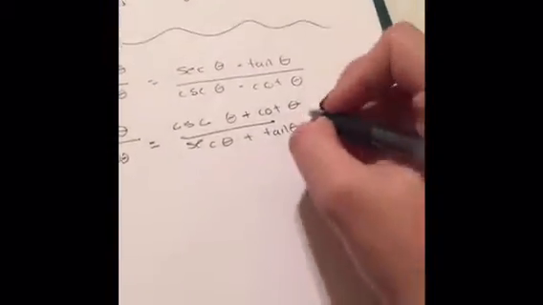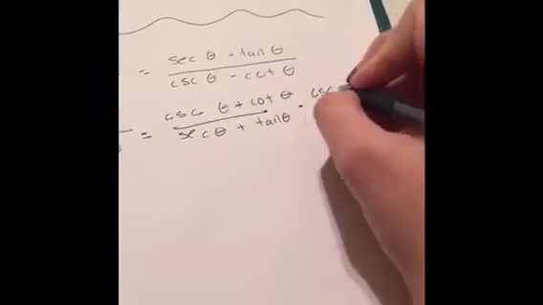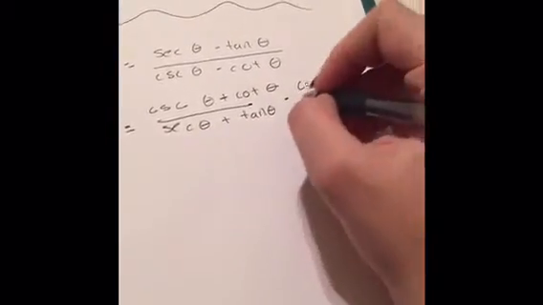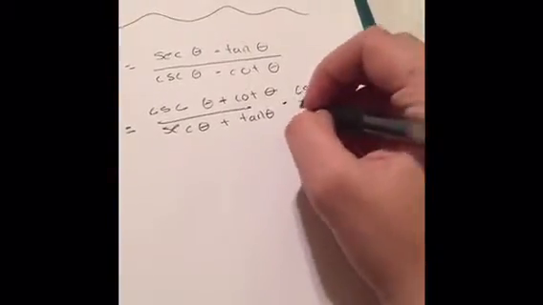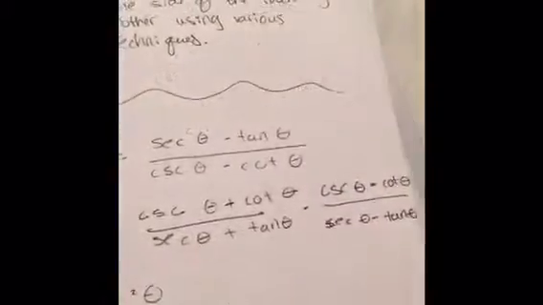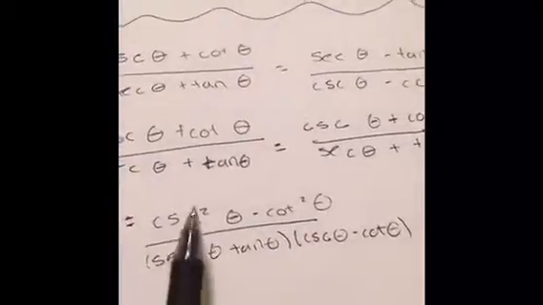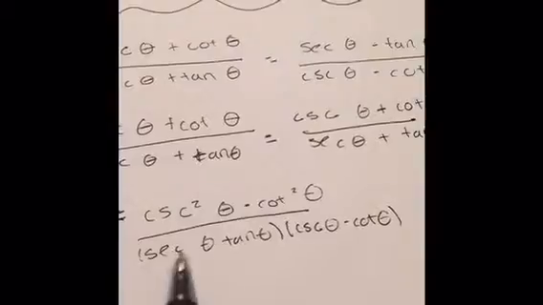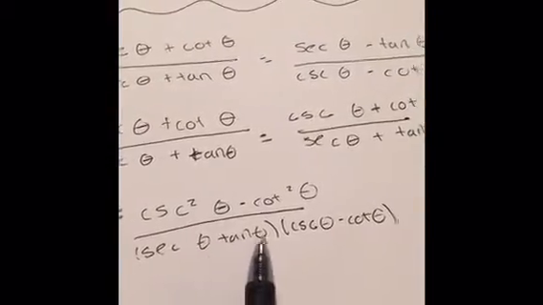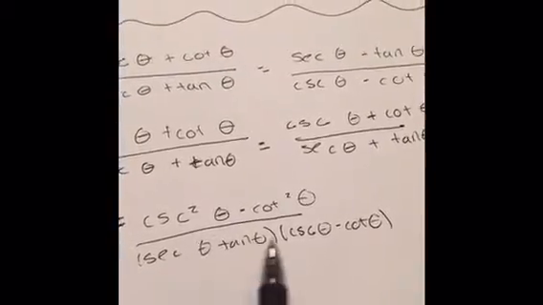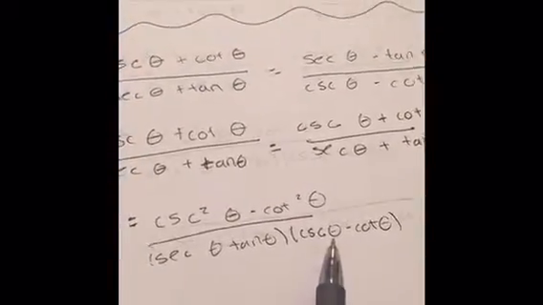I will then multiply it by the cosecant of theta minus cotangent of theta over secant theta minus tangent theta. Once I multiply these, I will end up with cosecant squared theta minus cotangent squared theta over secant theta plus tangent theta times cosecant theta minus cotangent theta. I'm going to leave the denominator in factored form.